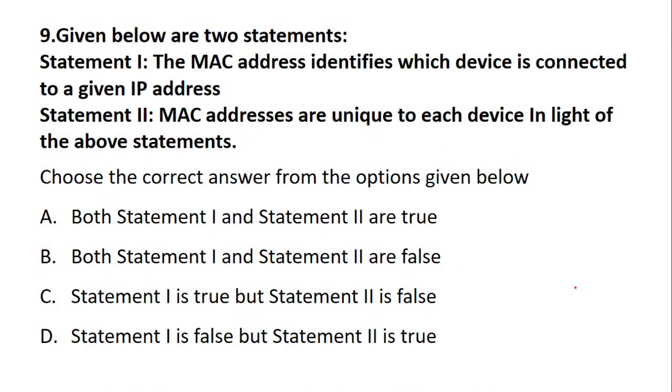Yes. Now we have the statement questions. Now we have the MAC address, which identifies the device. I'll read out statement number 1. If you want, you can also read it once after I finish to understand it very well. So we have: the MAC address identifies which device is connected to a given IP address. MAC addresses are unique to each device. In the light of the above statements, which statement is correct?